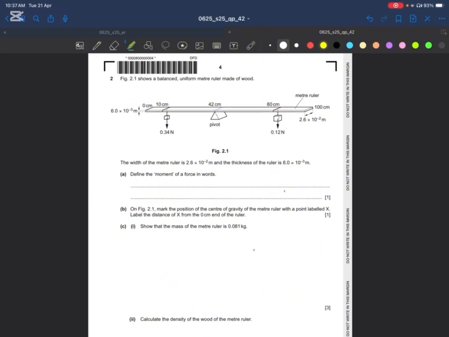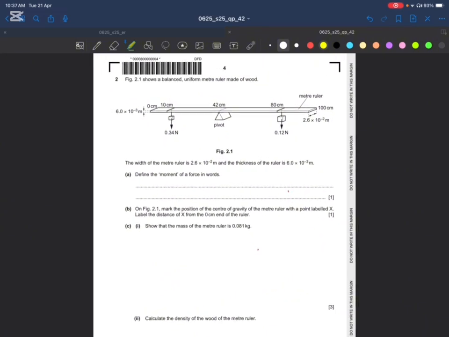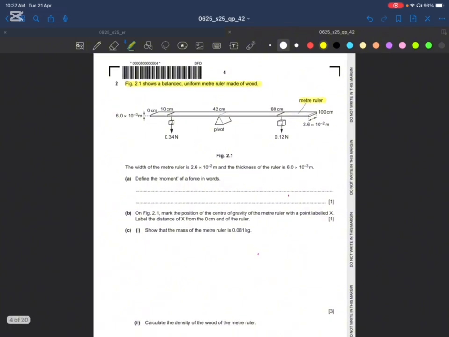Okay. So question 2, figure 2.1 shows a balanced uniform meter ruler made of wood. Here they have given you a ruler made of wood. Meter ruler means 1 meter ruler. The width of the ruler is this much and the thickness of the ruler is this much. So they have given you the width and the thickness of the ruler.